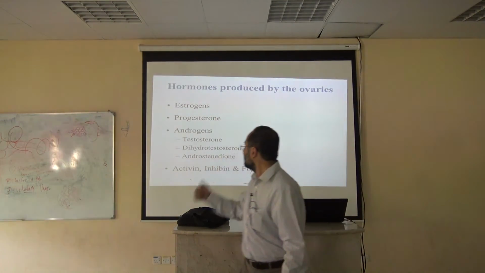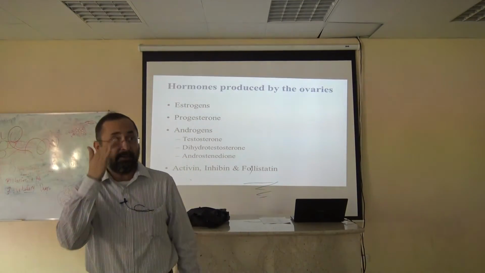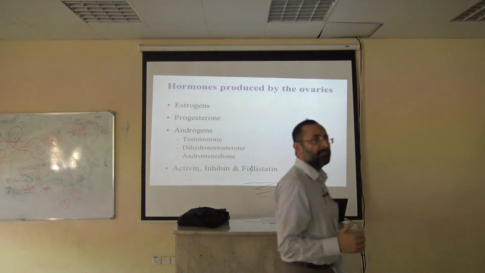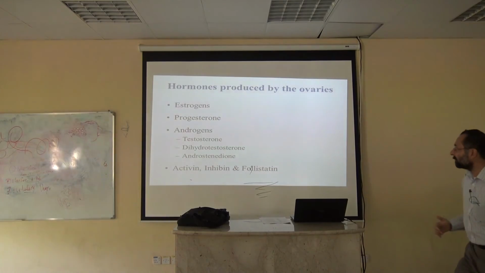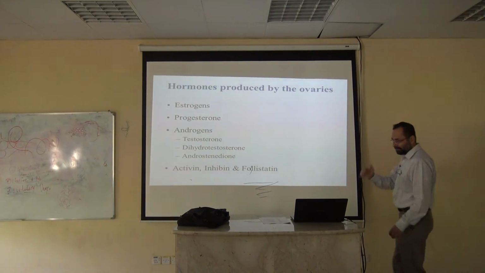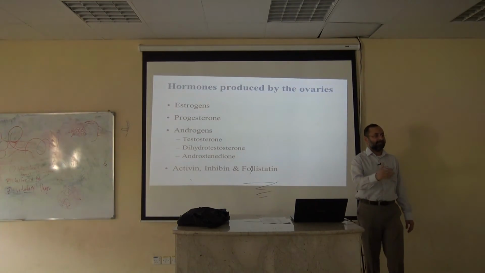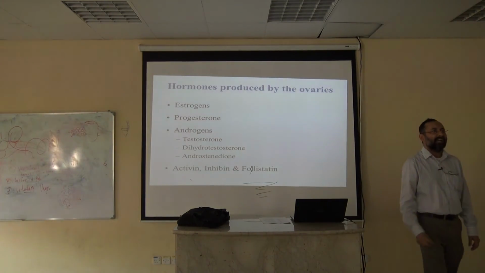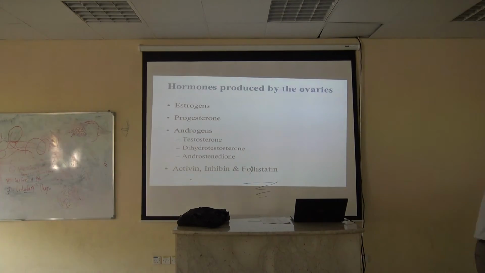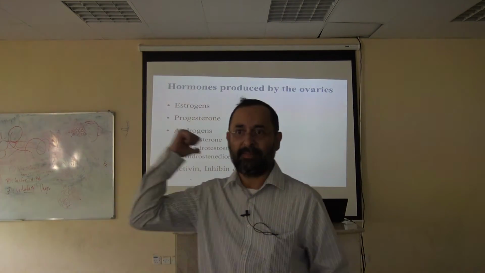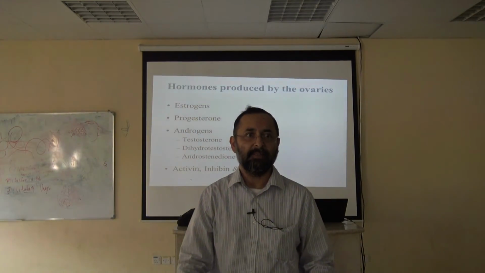These hormones, as the name is written here, are androgens. And apart from androgens, you have some other hormones which are also written at the end of the slide, and you will find some special hormones called activins, inhibins, and follistatins, right? I think this is written here. Can you see that? All right.